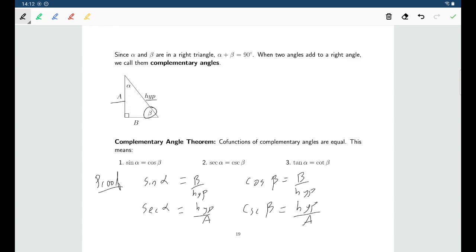And you can say similar things about tangent and cotangent. Tangent of alpha should be opposite over adjacent, and for alpha, opposite is b, adjacent is a. For cotangent of beta, that should be adjacent over opposite, and for beta, the adjacent side is b, and the opposite side is a. So there we go. We can feel confident in our complementary angle theorem.